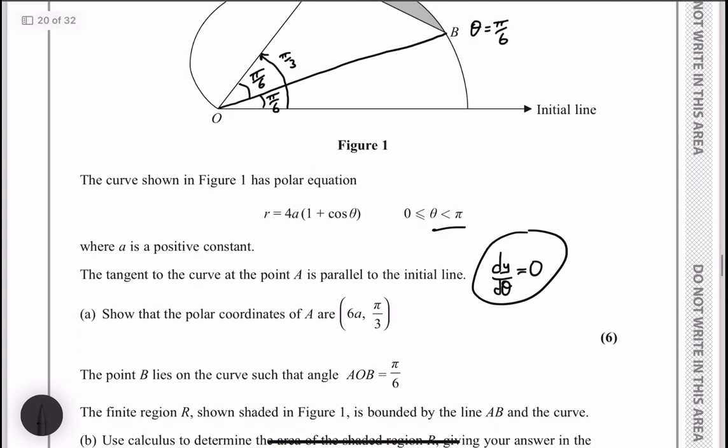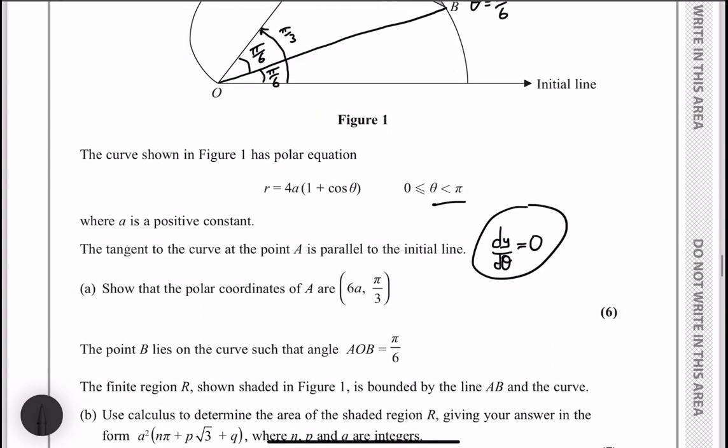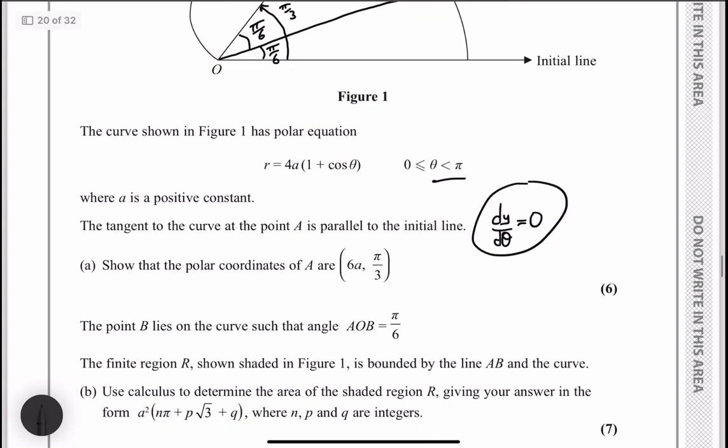The finite region R, shown shaded in figure 1, is bounded by the line AB and the curve. Use calculus to determine the area, giving an answer in this form where n, p, and q are integers.